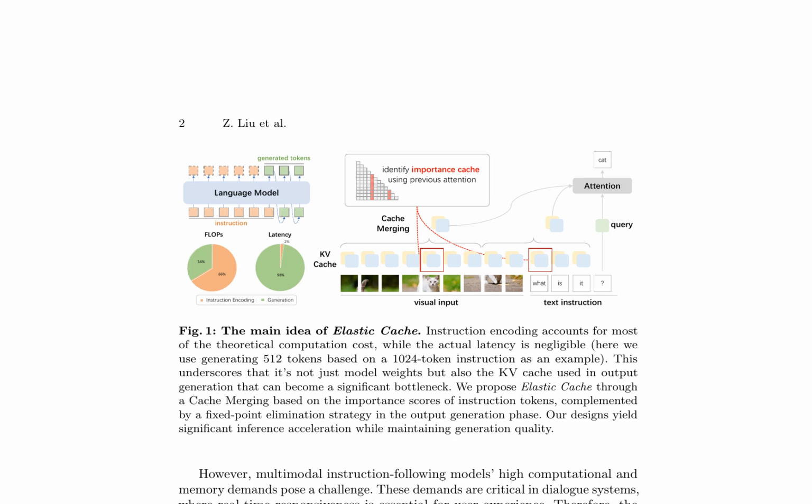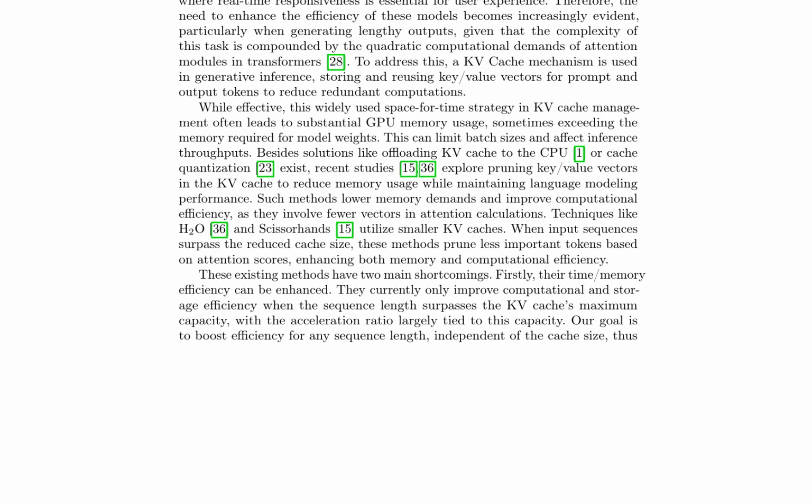However, this space for time strategy often leads to substantial GPU memory usage, exceeding the memory required for model weights and limiting batch sizes and inference throughputs. Recent studies have explored pruning key-value vectors in the KV cache to reduce memory usage while maintaining language modeling performance. Techniques such as H2O and Scissorhands utilize smaller KV caches and prune less important tokens based on attention scores when input sequences surpass the reduced cache size, enhancing both memory and computational efficiency.